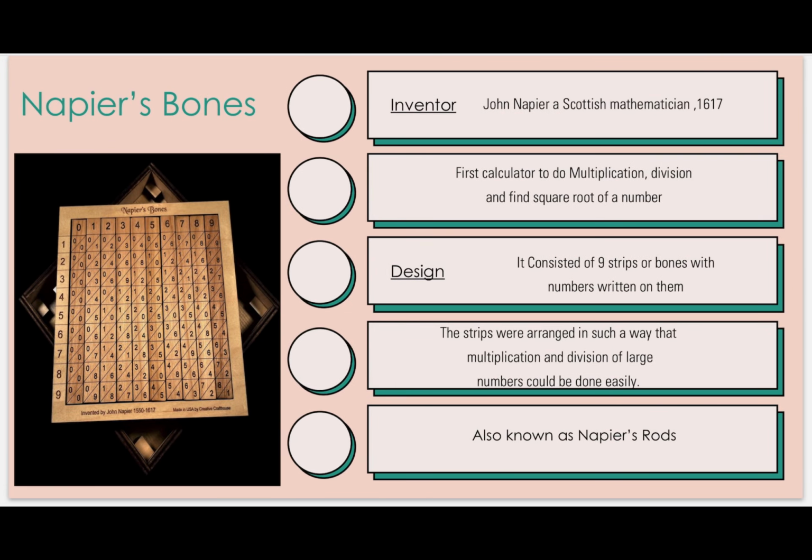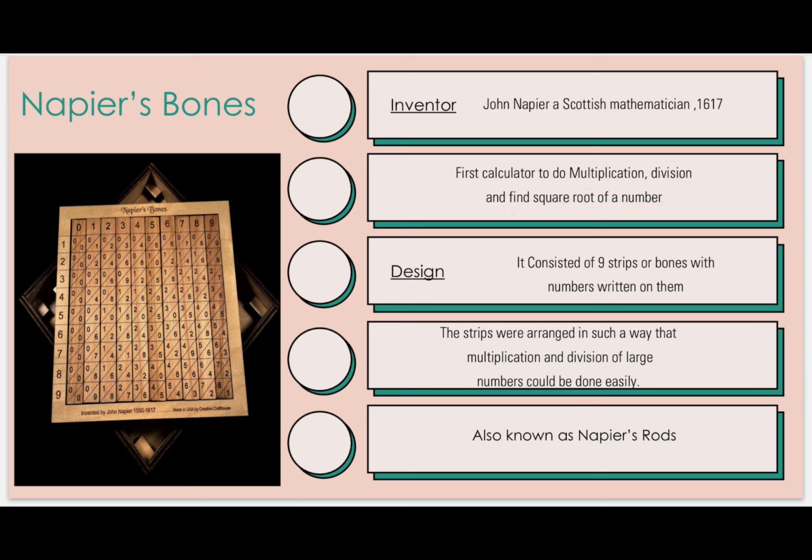Now Napier's bones. This was the second calculator. Napier's bones. Who invented this? John Napier. So that's why its name is Napier's bones. John Napier was a Scottish mathematician. In which year did he invent it? In 1617 he invented it. What was the specification of this calculator? The specification was it could find the square root of a number.